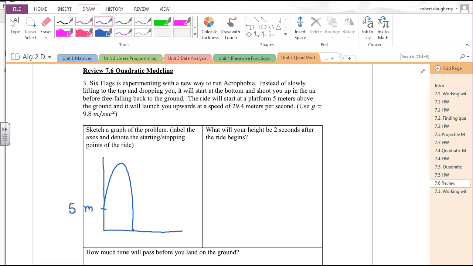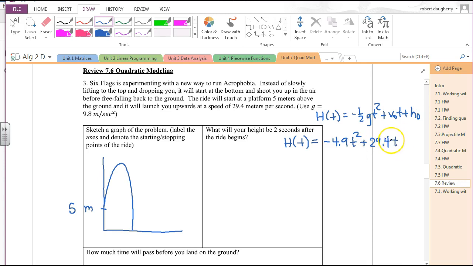So let's come up with the equation. The equation is h of t is negative 1/2 g t squared plus initial velocity t plus initial height. In this case, because this is meters, h of t is equal to negative 1/2 times 9.8, so that's negative 4.9 t squared plus my initial velocity 29.4 meters per second, and my initial height is 5. So that's the equation that everything is going to be modeled on.